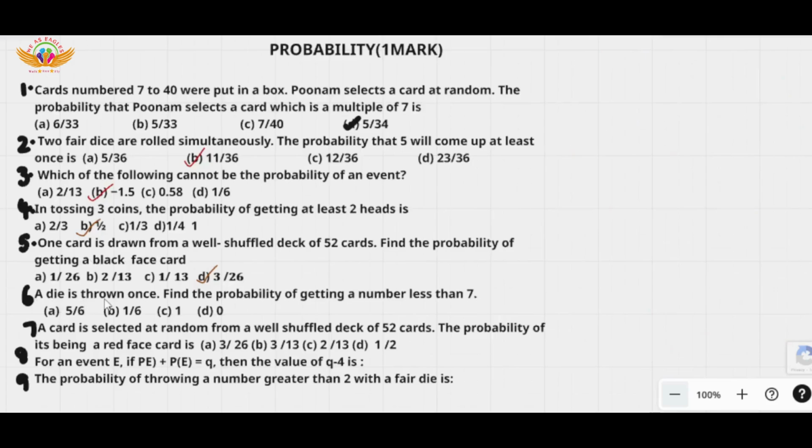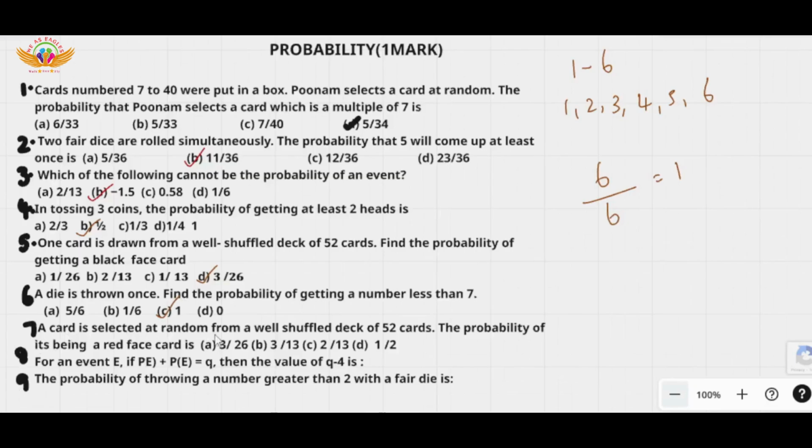Sixth one, a die is thrown once. First check whether they are asking 1 die, 2 dice or 3 dice. See, they are asking only 1 die. So the possible numbers are 1 to 6: 1, 2, 3, 4, 5, 6. The total number of outcomes will be 6. Let us see the question. Find the probability of getting a number less than 7. Less than 7, there are a total of 6 outcomes. So the possible outcomes are 6. 6 by 6, that is 1. So it's a direct question. The option is C.